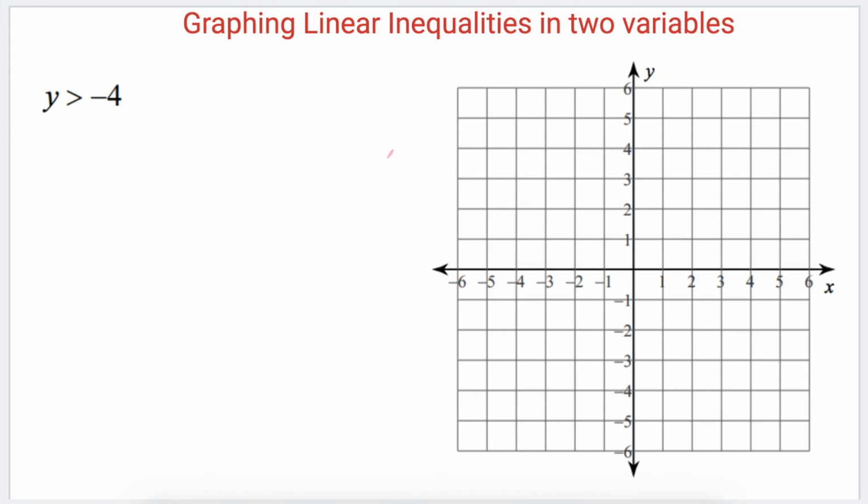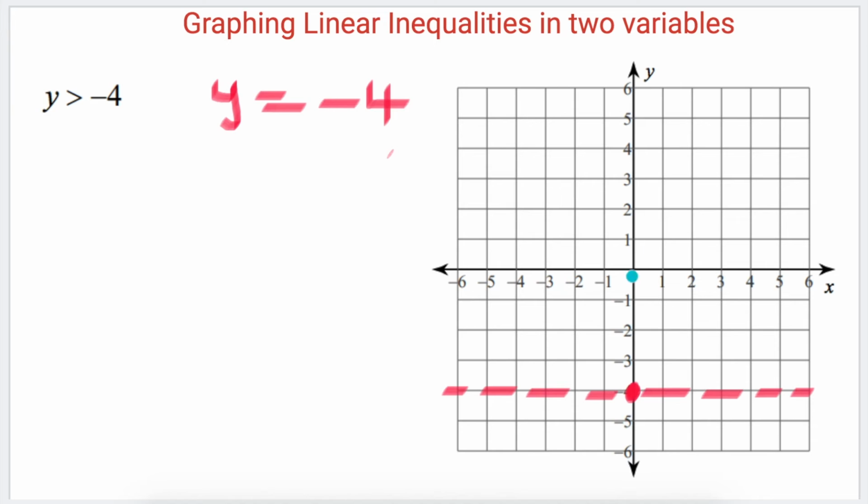In the third example, we have y is greater than negative 4. So the first thing that we're going to do is change that inequality into an equation. So y equals negative 4. And then the next thing is I'm going to use this negative 4 as the first point on my line. Negative 4 is the y-intercept. So on the graph, I'm going to indicate that point with a dot where negative 4 is. Since this is an equation with only one variable, this is going to be a straight horizontal line. So when I look at my inequality here, I see that it's just a greater than sign. So the line here is going to be a broken line.